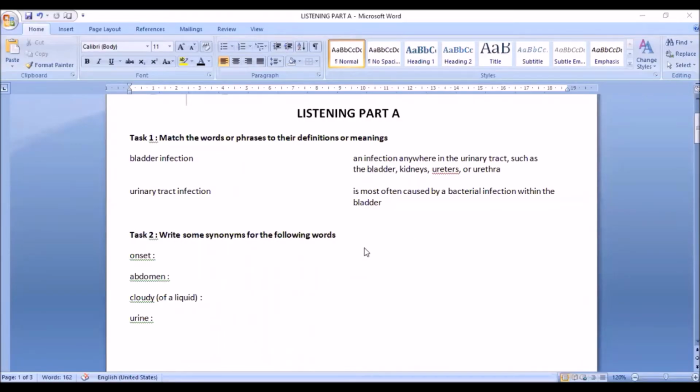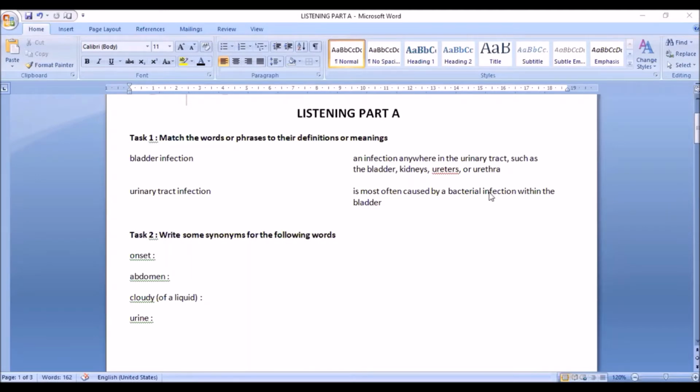Today, as I was saying earlier, we are going to talk about listening part A, the technique. So the steps we should take during the exam. I'd like to start with some activities related to the vocabulary we're going to have today in our listening.